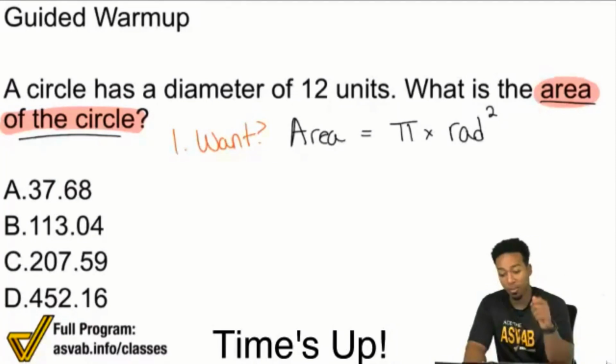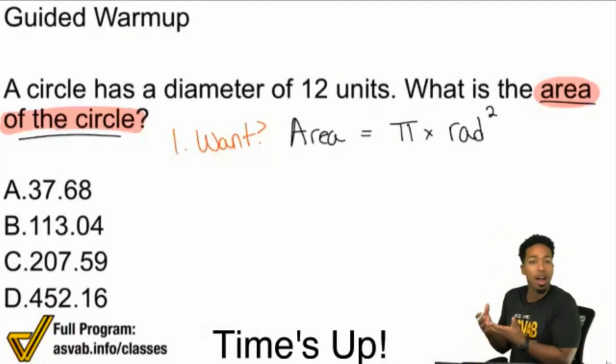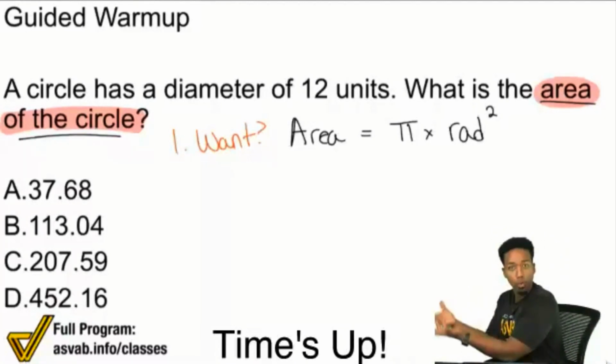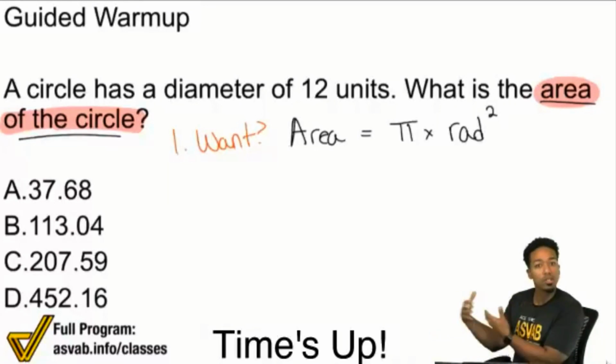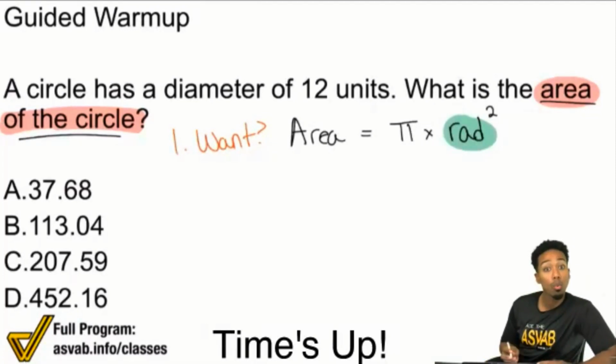Perfect. We need the radius. This is what I call letting the problem lead you on the way. Let the information take you. Because the question reads, what's the area of a circle? Great. That's my formula. Pi times radius squared. Cool. What is it that I need then? The radius. What did they give me?